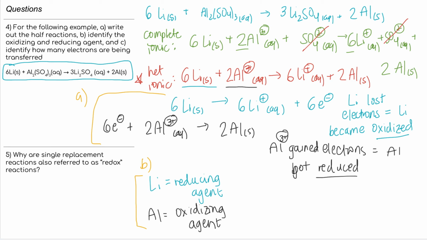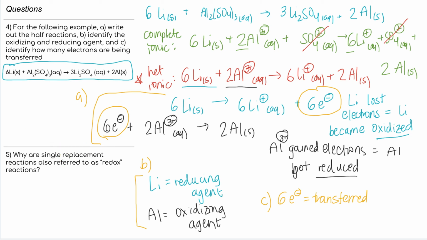And then for part C, we need to figure out the total amount of electrons that are being transferred. So if you notice in the first half reaction, lithium is losing electrons, and in the second half reaction, the aluminum is gaining electrons. So what that means is that a total of 6 electrons had to get transferred between the lithium and the aluminum to make this reaction work. So we would say 6 electrons total are being transferred. And I'm using the symbol e with the little negative charge to represent a single electron.